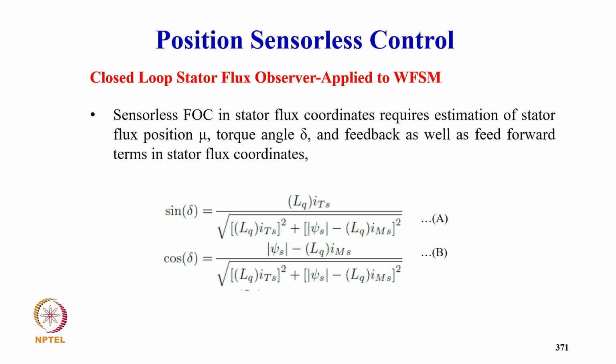Sensorless field control in the stator coordinate requires the estimation of flux position mu and torque angle delta, as well as feedback and feed forward terms in the stator. Sin delta equal to LQ ITS divided by the square root of LQ ITS squared plus absolute phi s minus LQ IMS squared, and cos delta is equal to absolute phi s minus LQ IMS divided by the square root of LQ ITS squared plus absolute phi s minus LQ IMS squared.